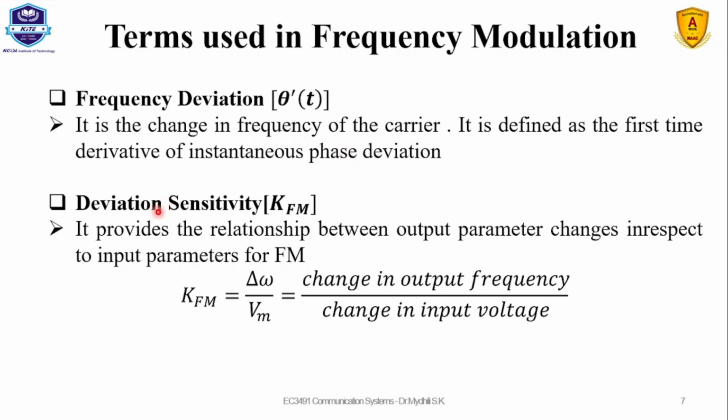The next important term in frequency modulation is deviation sensitivity, which is represented by a factor k suffix f. It provides the relationship between the output parameter change with respect to the input parameter change for the frequency modulation case. It is the ratio of change in the output frequency to the change in the input voltage. Change is represented by delta, and frequency is represented with respect to omega, that is 2 pi f, divided by Vm.